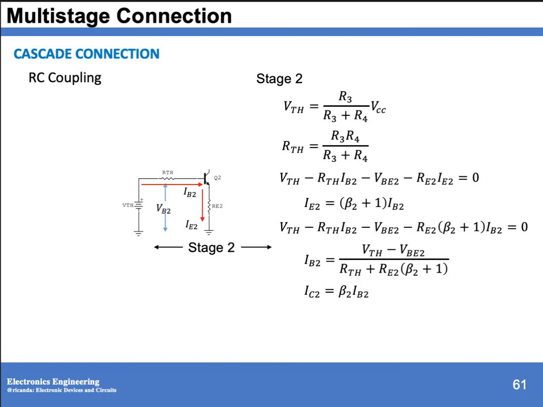And voltage base 2 is equal to voltage base emitter 2 plus RE2 IE2. And for the voltage at your emitter, it is the voltage drop across RE2.